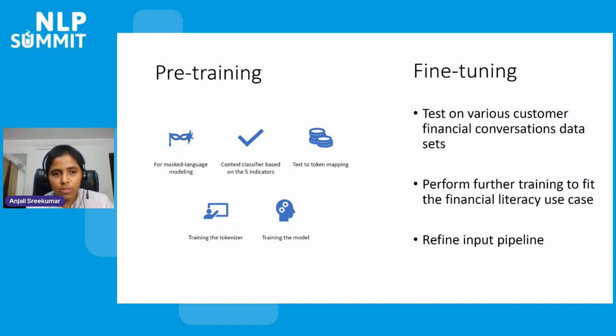So in this fine-tuning phase, you can test on various customer financial conversation data sets, perform further training to fit it to this use case, and refine your input pipeline. And we have seen that if this is followed, you could reach good accuracy levels for the prediction and even get more insightful information regarding where the customer actually places himself or herself in terms of their knowledge about their financial situation, based on which they actually go ahead and make these financial decisions for their life.